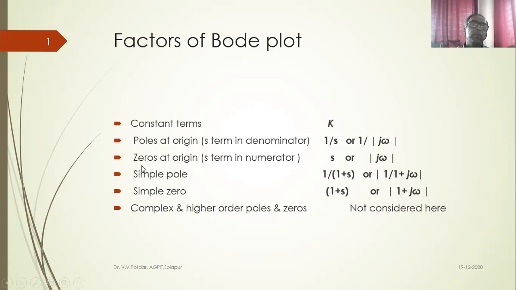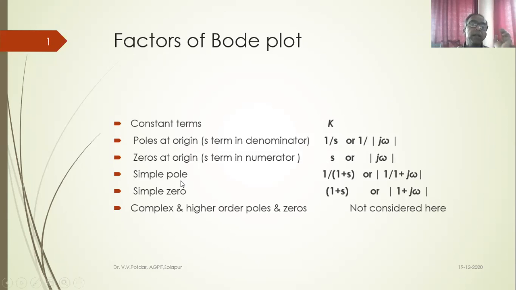Similarly, Bode plot for zeros at the origin, right? When I have got an S term in the numerator or S to the power n term in the numerator, I'll have a single zero at origin. I will have a double zero if I got an S square term. If I got an S to the power n term, I'll be having n zeros at origin, right?